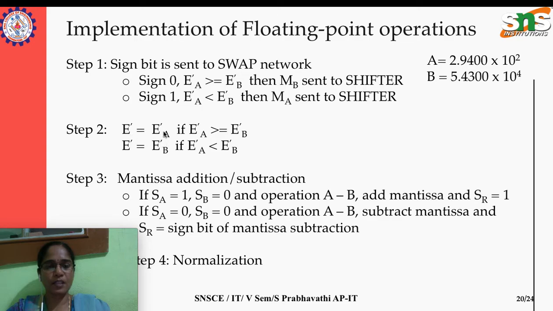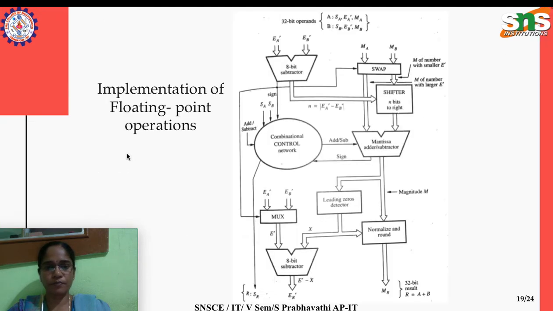So E dash is equal to E dash of A. So this is E dash of A. When we take this value, if this is bigger than this one, in this example here E dash is equal to E dash of B, we are taking it because this E dash of A is smaller than E dash of B. So 10 power 4 is bigger, so 10 power 4 will be given to the resultant exponent.